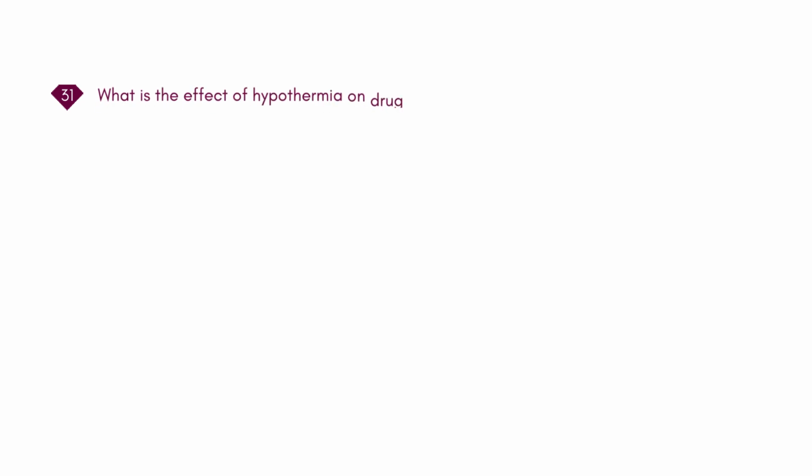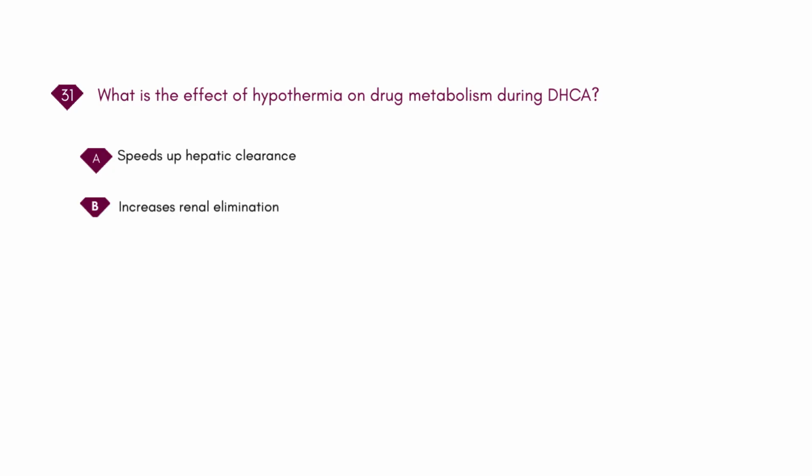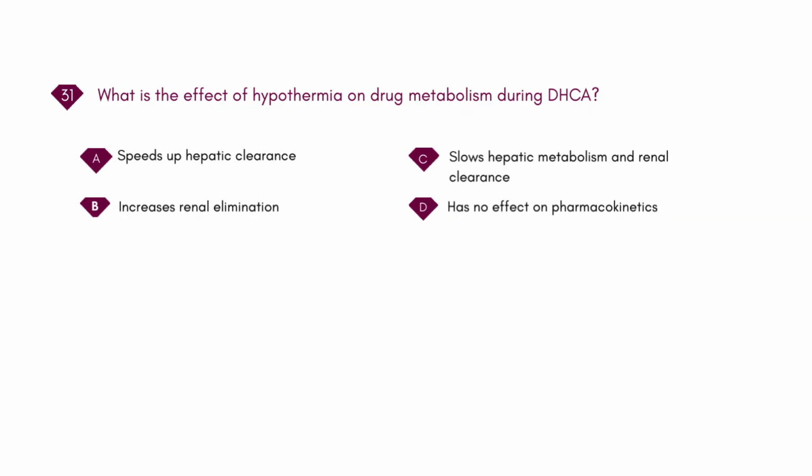What is the effect of hypothermia on drug metabolism during DHCA? A. Speeds up hepatic clearance. B. Increases renal elimination. C. Slows hepatic metabolism and renal clearance. D. Has no effect on pharmacokinetics. Answer: C. Slows hepatic metabolism and renal clearance.